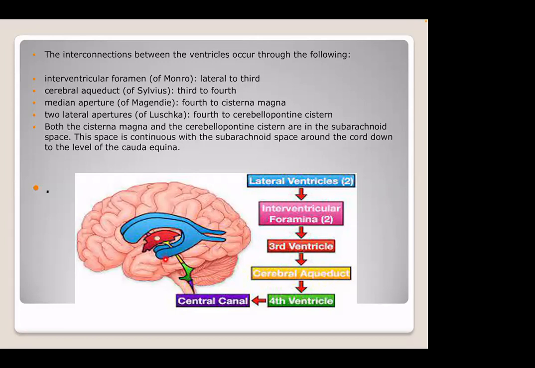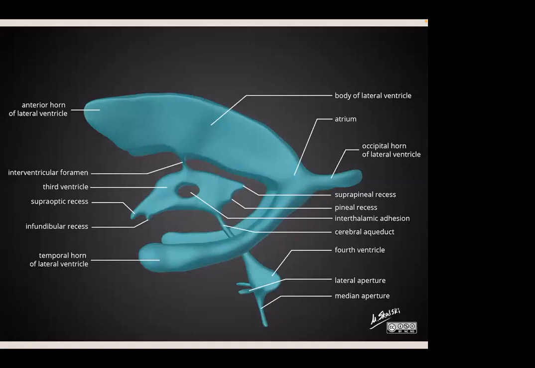So the cerebral aqueduct connects the third to the fourth, the median aperture of Magendie leads to the cisterna magna, and the two lateral apertures of Luschka lead to the cerebellopontine cistern. Both the cisterna magna and the cerebellopontine cisterns are in the subarachnoid space. This space is continuous with the subarachnoid space around the cord down to the level of the cauda equina. This is the lateral ventricles.